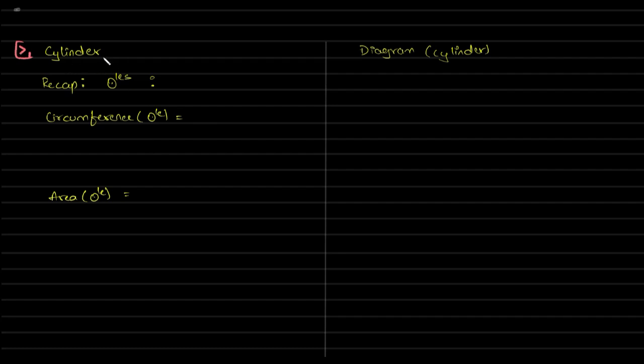The next structure is the cylinder. Before we begin looking into the formulas relating to the cylinder, we need to recap about circles. So what is it that we need to look at? We need to look into the circumference of the circle and the area of the circle. The circumference of the circle is 2 pi r, while the area is pi r square.